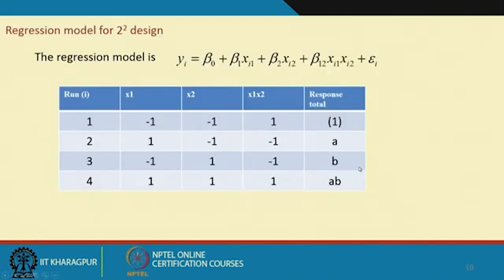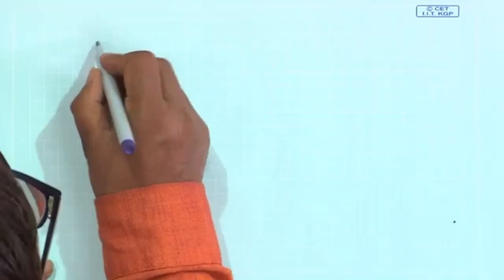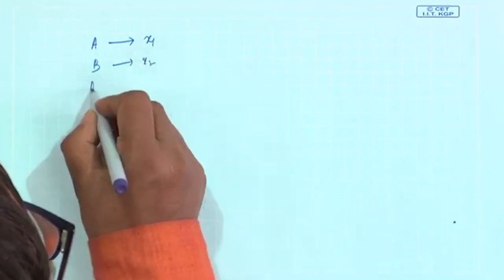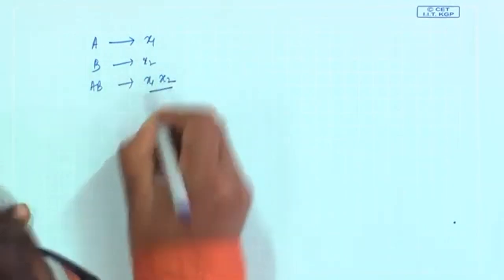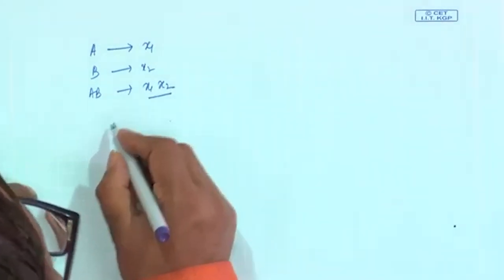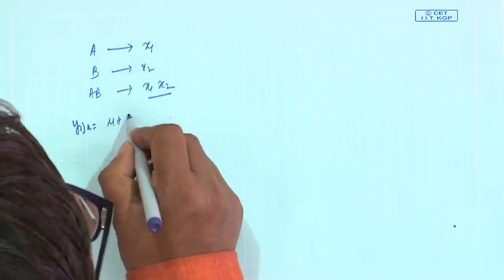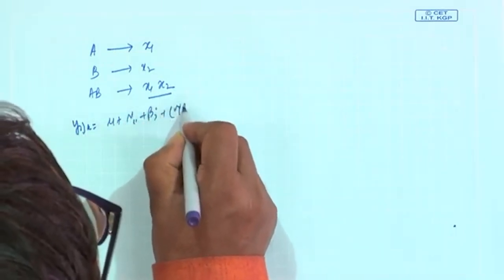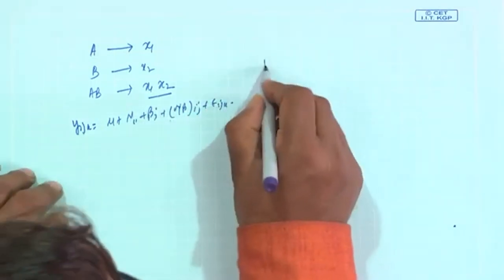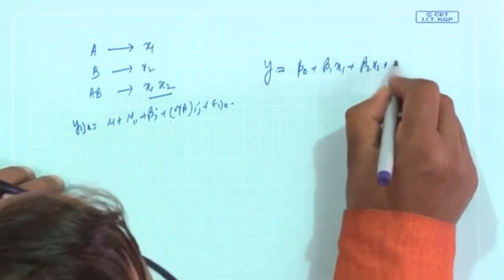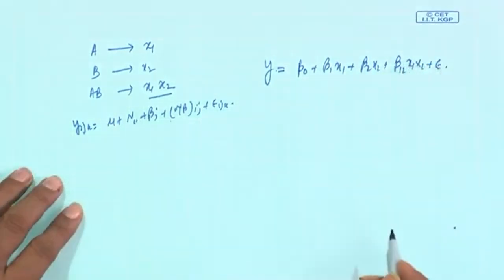Okay. Now, I will show you very quickly how the regression approach works. What we have seen earlier, in regression A we denoted by x1, B we denoted by x2, and AB basically will be x1 times x2. Okay, so then your fixed effect model is y i j k equal to mu plus tau i plus beta j plus tau beta i j plus epsilon i j k. Our regression will be written like this: y equals beta 0 plus beta 1 x1 plus beta 2 x2 plus beta 12 x1 x2 plus epsilon.